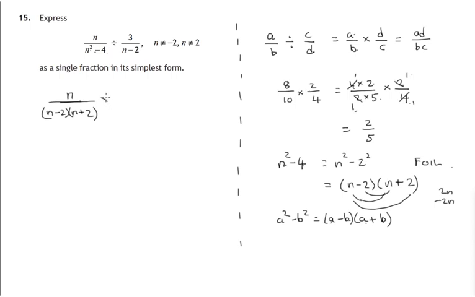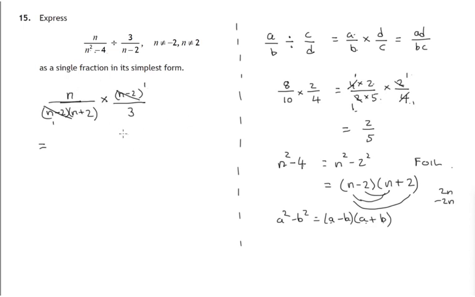Let's change this divide to a times. Let's invert this second fraction. So instead of 3 over n minus 2, we've got n minus 2 over 3. And now, just as I cancelled some of these factors off in this case, we can do the same here. We look at factors on the bottom and top. There's an n minus 2 as a factor. N minus 2 divided by n minus 2 goes 1, and n minus 2 into n minus 2 goes 1. We're dividing top and bottom of this fraction by n minus 2.